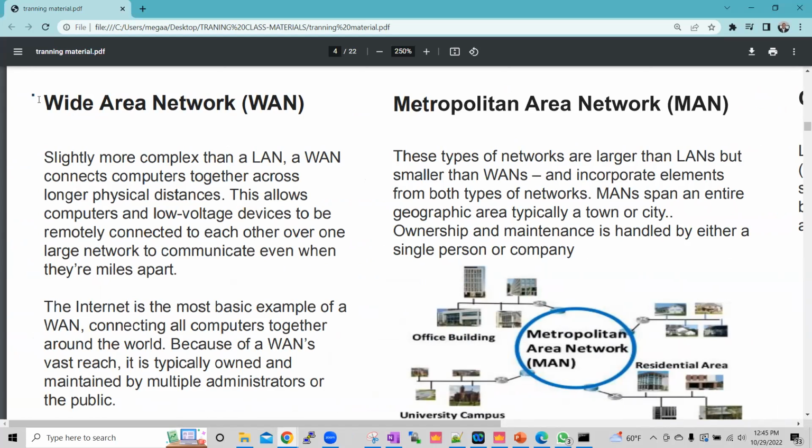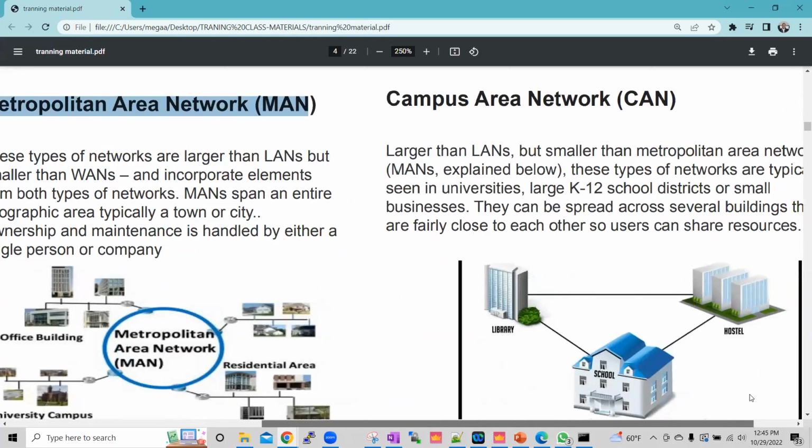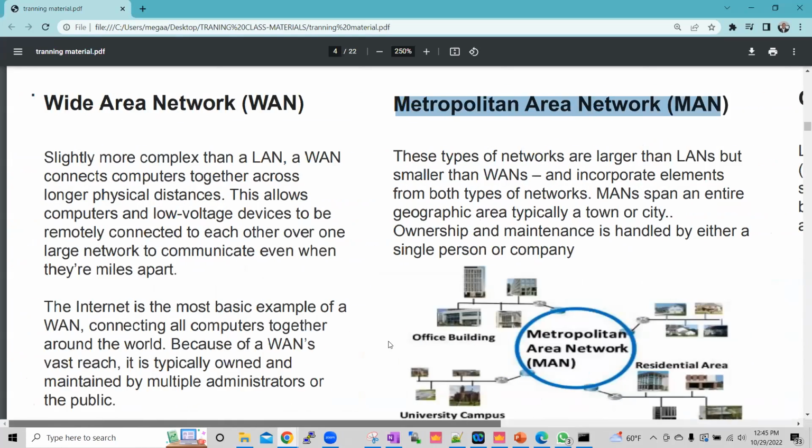But the major one we need, like I said, we just need to go straight to what we need to get the job done. This one, metropolitan, is like making two campuses together. Campus is majorly used in universities and the like. But we are talking about enterprise level.